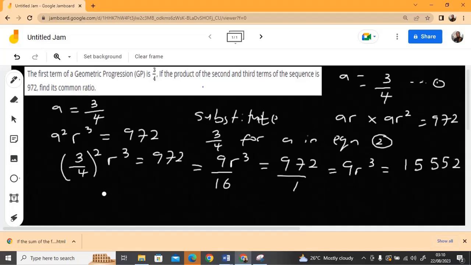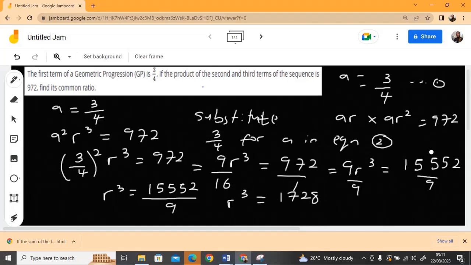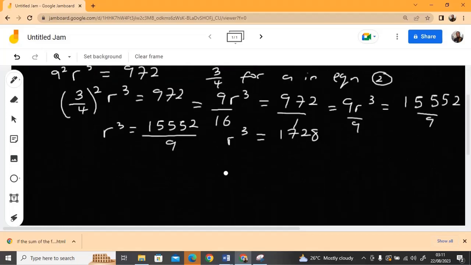So you have R cubed equals 15,552 over 9, because you divide both sides by 9, so that R cubed can stand alone. When I divide it by 9, I got 1728. So I'll transfer this cube to the other side. It becomes cube root. So it means my R equals the cube root of 1728.